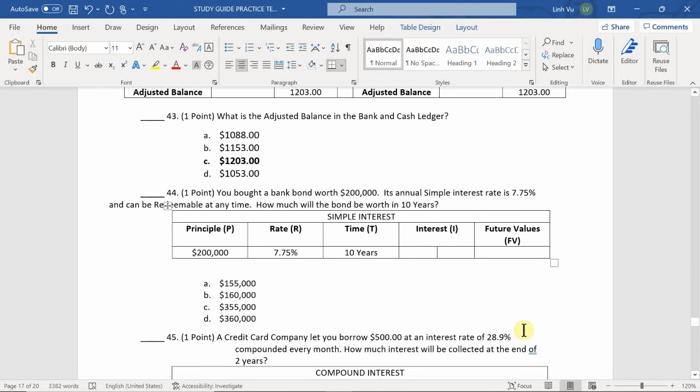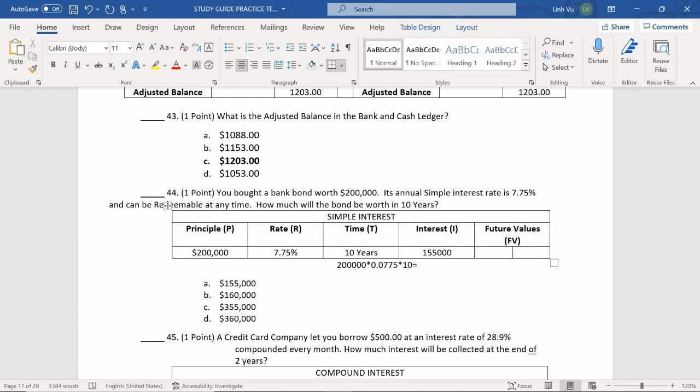It's a simple equation. I said right here, simple interest. So it is 200,000 times 0.075 times 10 years. Times 0.075 times 10. It is 155. That's for the question, number 8. Yes. So 155,000.